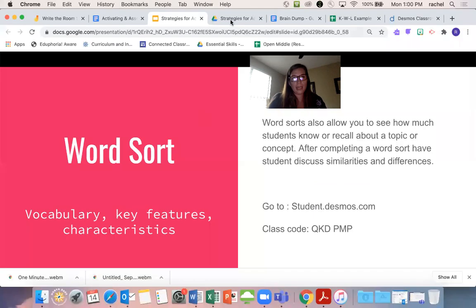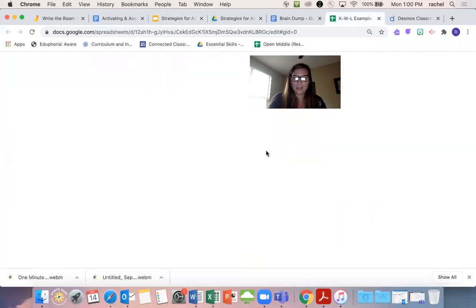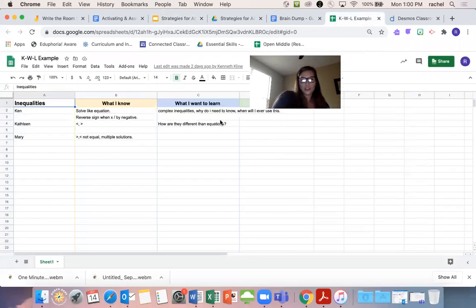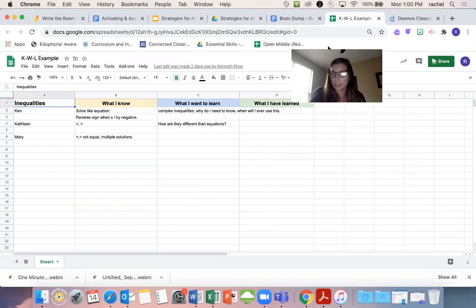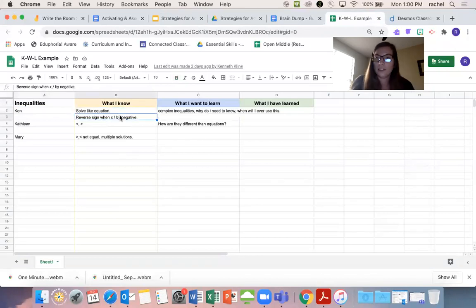So we are going to have students fill in the KWL chart in Google Sheets. I have my color-coded columns here: what I know, what I want to learn, and what I have learned, which will be filled in after we've met this learning target. And you could see what I know is filled in. Solve it like an equation. I reverse the sign when I divide by a negative. Less than or greater than, not equal to, multiple solutions.